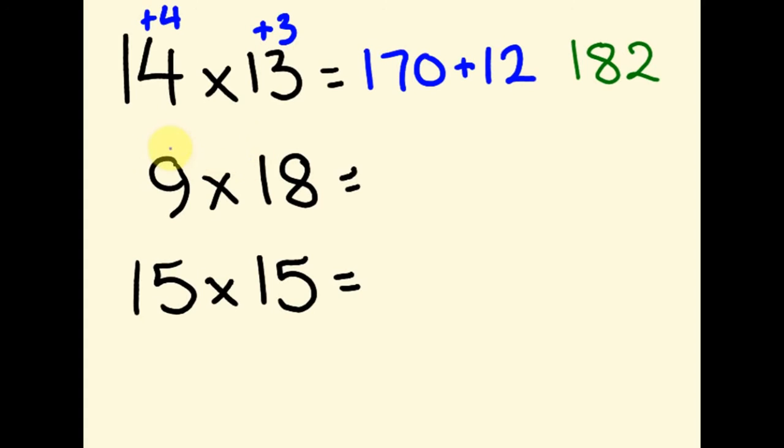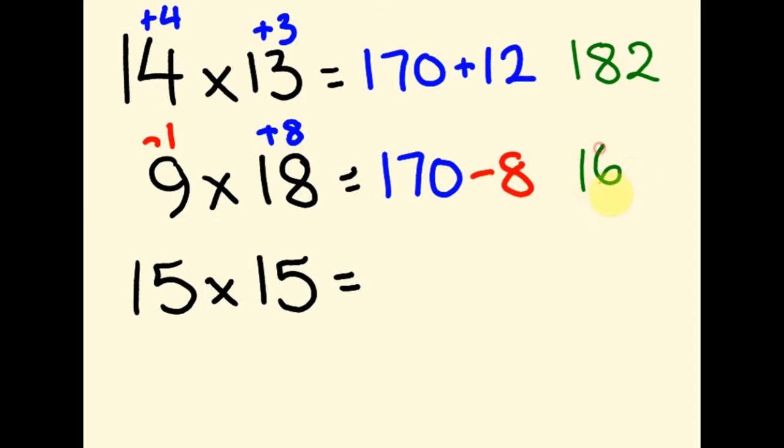This one's 8 above, this one here, 9, is 1 below. So 9 plus 8, or 18 take 1, is 17. So again, 170. And then we multiply these two guys. Minus 1 times 8 is minus 8. Okay, so 170 minus 8 is 162. How are you going so far? Let's do this last one.